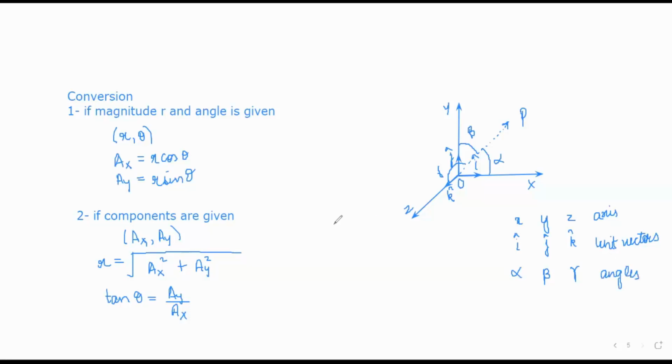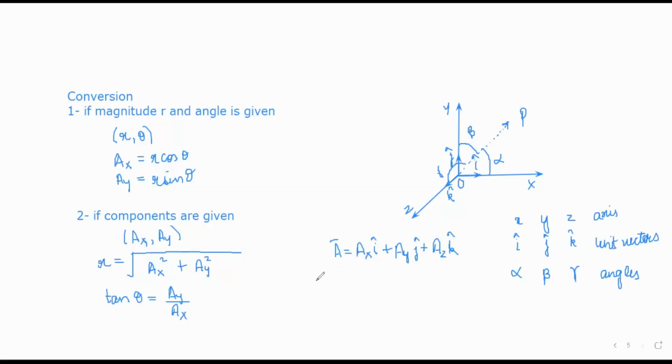So the results can be extended to the 3-dimensional system also, the 3D space, and we can write the magnitude. Suppose we want to write this vector A, it will be AX i cap, AY j cap, AZ k cap. This is the way to write a vector in 3D mathematically.